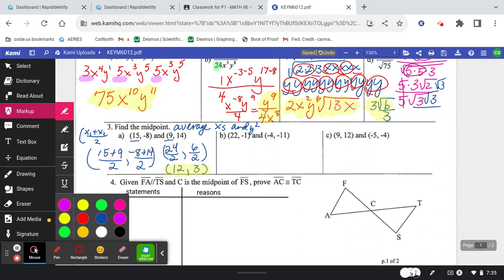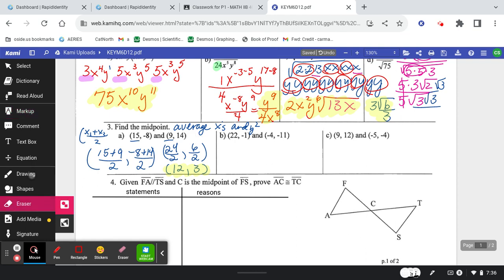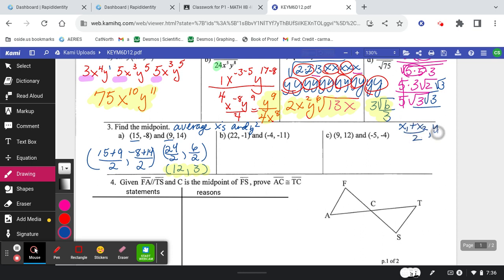And let's write the formula in right here. y1 plus y2 over 2. x1 plus x2 over 2, y1 plus y2 over 2. There it is. Altogether, the midpoint formula where you average the x's and you average the y's.